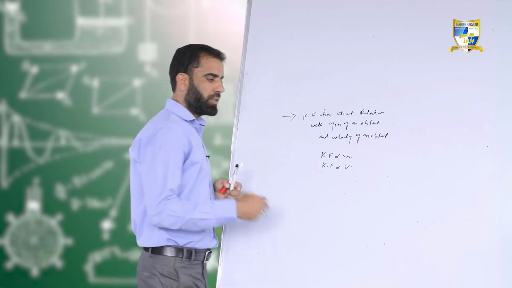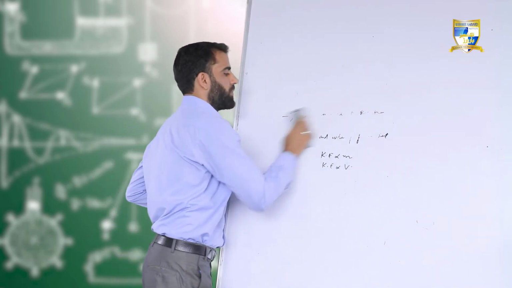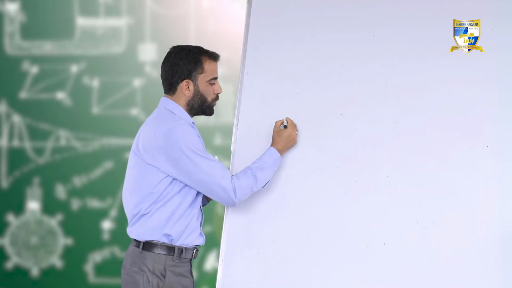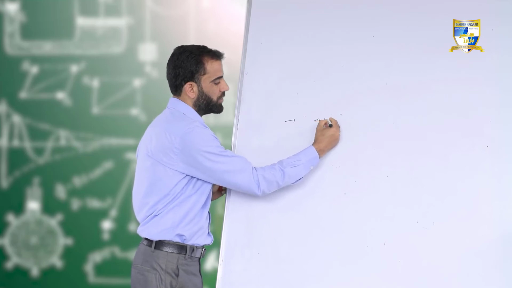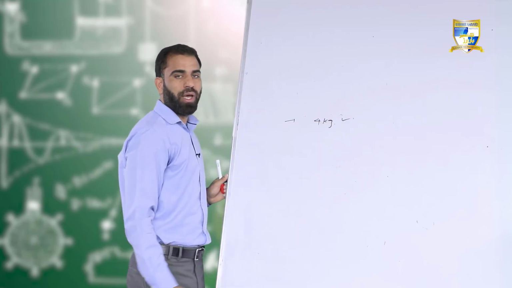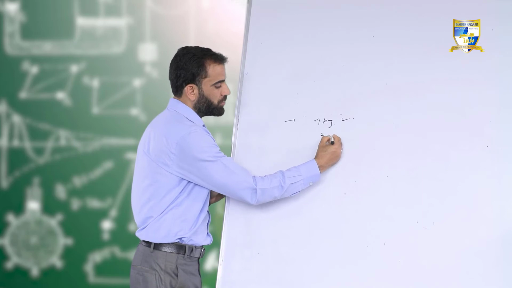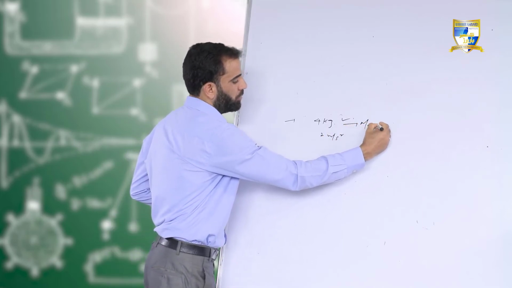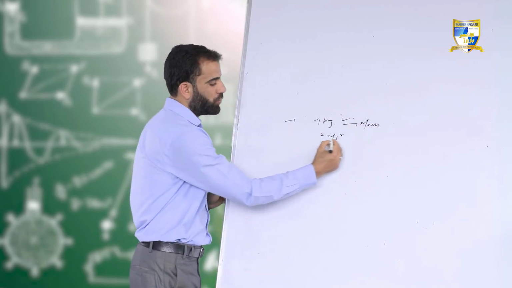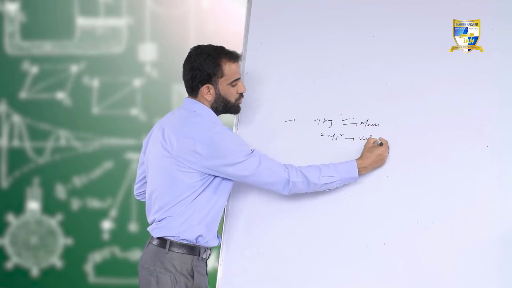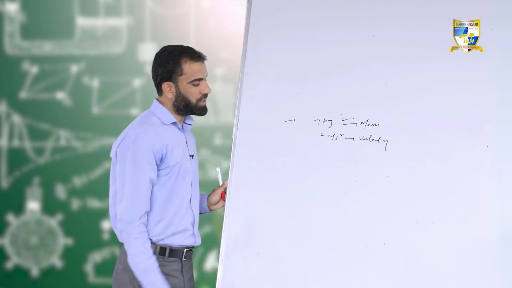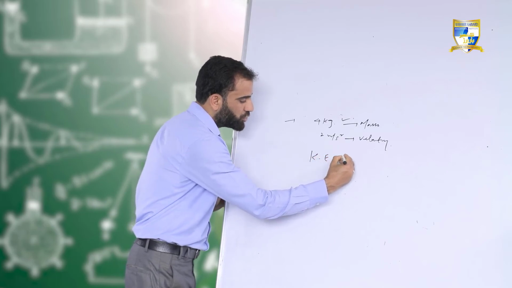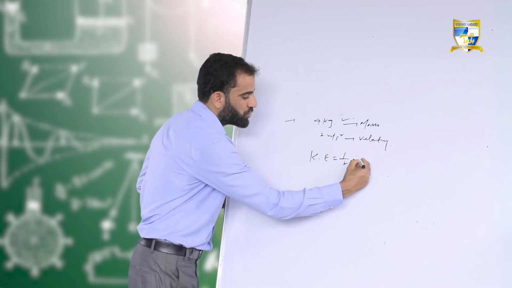Let us do one numerical here. Let us assume that we have an object with a mass of 4 kg, and it is moving with a velocity of 2 meters per second. So we have the mass of the object, that is 4 kg, and the velocity of the object, that is 2 meters per second. Let us calculate its kinetic energy.